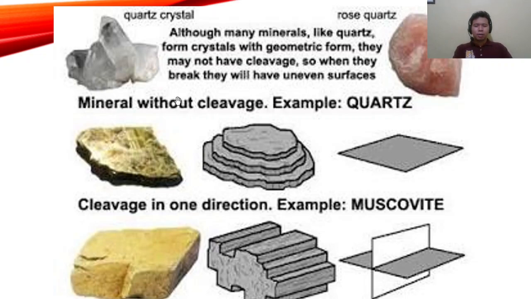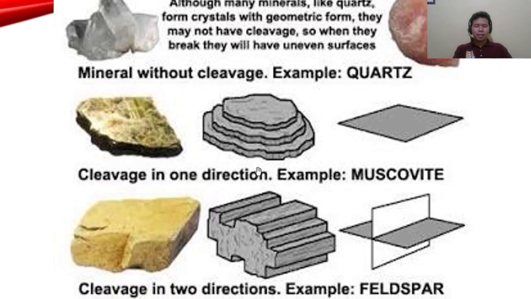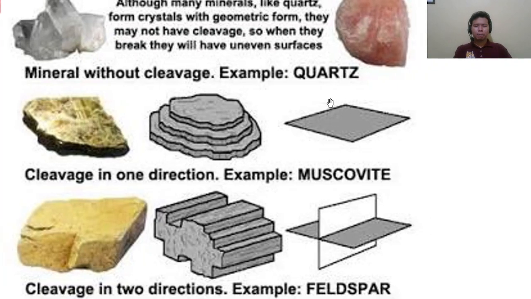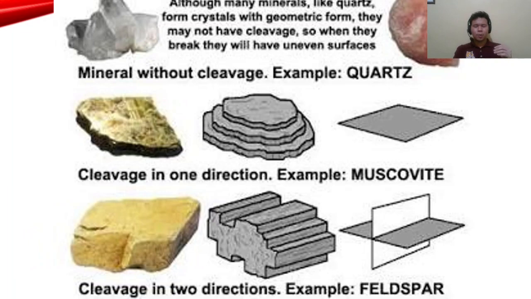While for cleavage in one direction, such as muscovite, if we break the muscovite, it will always be in a plane sheet, having a single plane, a single direction. It is constant. It breaks in a constant direction. Its cleavage is always one directional.